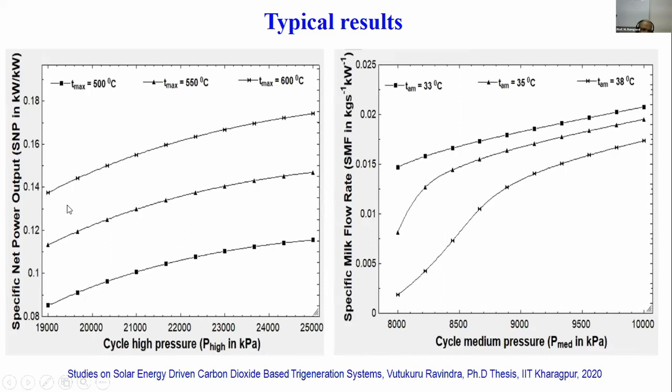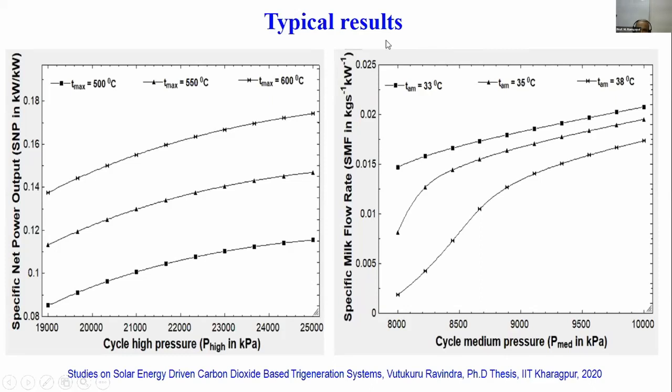Importantly, this is the electrical power that you can generate, the specific net power output. We can see that you can generate about 150 watts of electricity per 100 watts of solar heat input, which is not negligible. Remember that the rest of the power is going into the compressor. So the turbine is producing much more power and the remaining is going into the compressor. This is the power available for other auxiliary equipment, lighting, etc., or for driving the pumps, fans, and all.